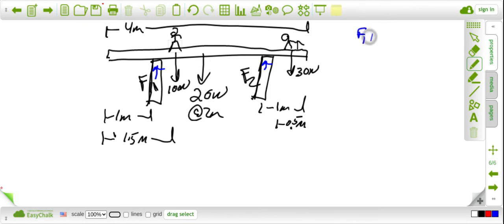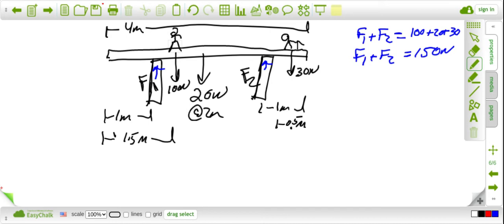That is, F1 plus F2 have to equal 100 plus 20 plus 30. Or in other words, F1 plus F2 have to equal 150. If they don't equal 150, then the whole thing falls apart.